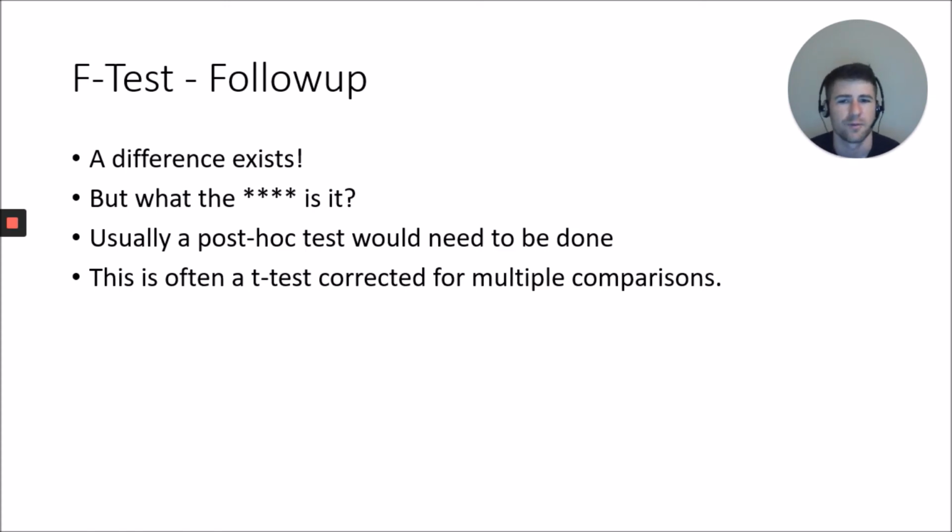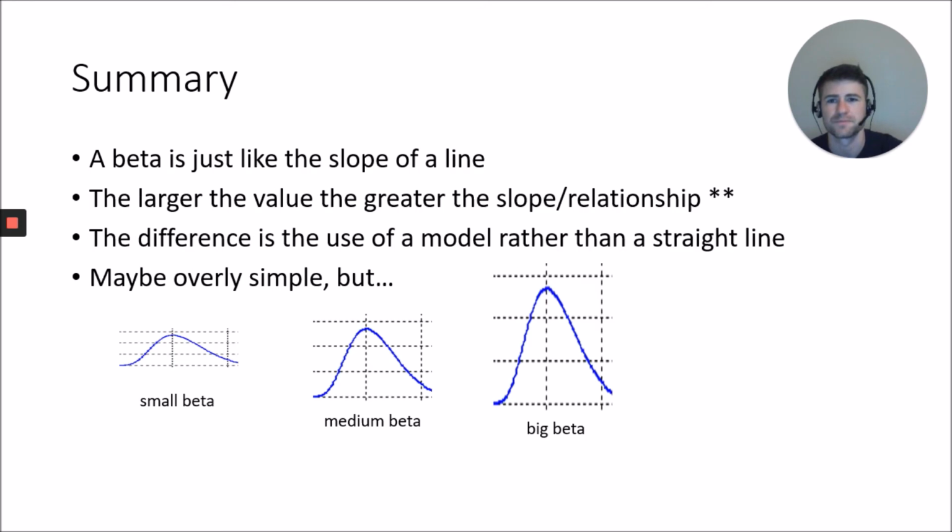Great. What's significant? After you conduct the F-test, you will likely have to do a post hoc test. Usually this is a t-test, which is corrected for multiple comparisons. We won't go into detail on that, but oftentimes it's family-wise error rate corrections or things like that. And again, you can usually find software that will automatically conduct those for you.